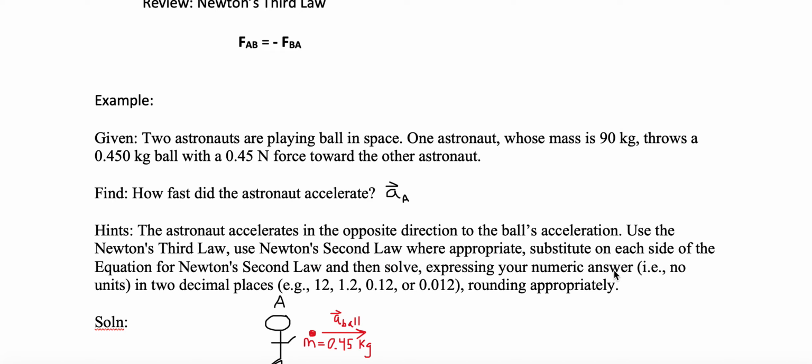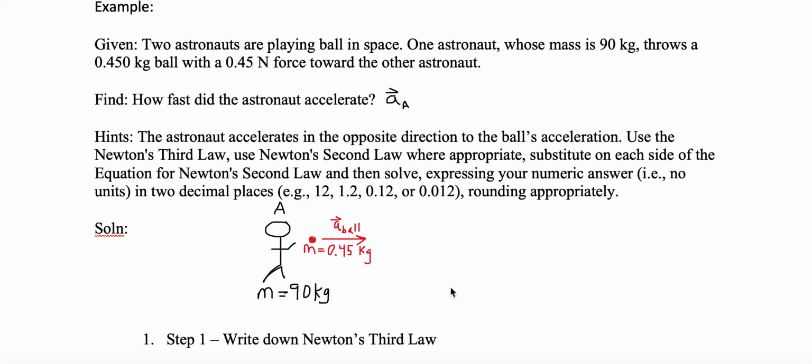Express your numeric answer, in other words, an answer with no units, in two decimal places, such as 12, 1.2, 0.12, or 0.012, rounding appropriately. Notice that 12 is just two digits, 1 and 2. 1.2, two digits, 1 and 2. 0.12, two digits, 1 and 2. 0.012, still two digits, 1 and 2. You only count the zeros to the right of the number, and since we don't have any zeros to the right of 1, 2, there is still only 1 and 2 as our number of decimal places, which is 2. So we're going to draw our picture here.